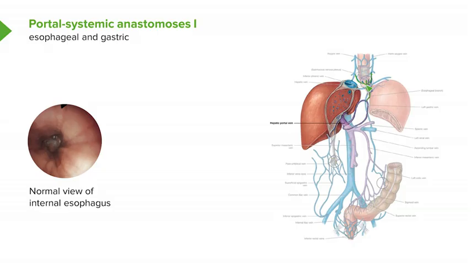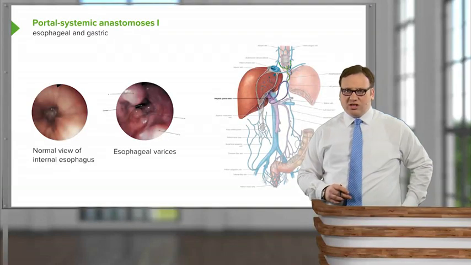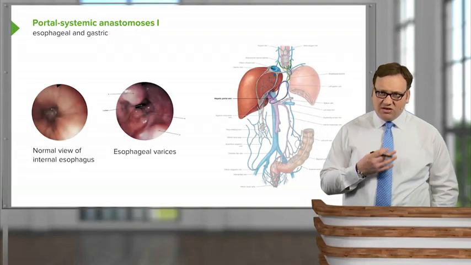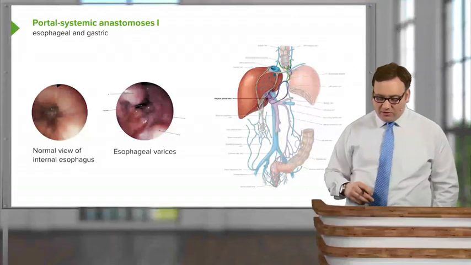But if we look at these esophageal varices, where these usually quiescent blood vessels are now swollen, we can see that they're causing these bulges into the wall of the esophagus. These can potentially rupture and leak blood into the esophagus, and you may cough up or vomit blood.